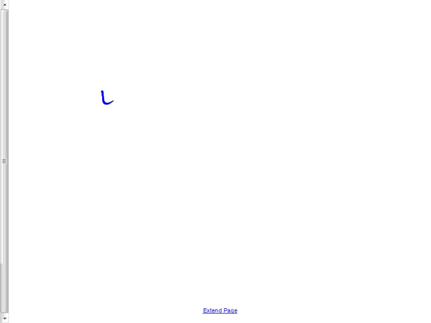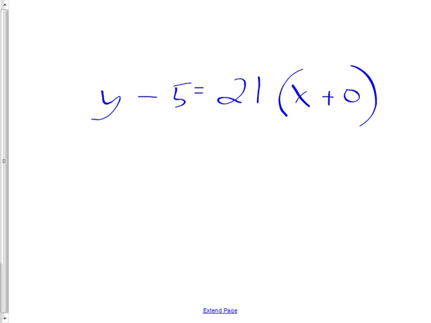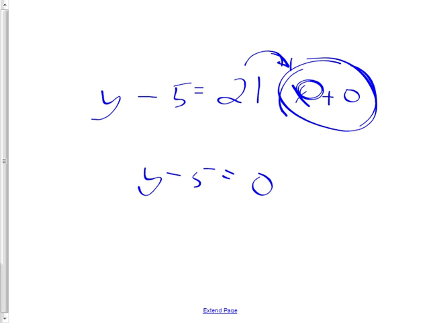So when they give you an equation like y minus 5 equals 21, x plus 0, that would be the easy kind you're used to. Wait a minute. Can you do that? Yes. What's the slope? 21. And what's the y-intercept? The y-intercept is where x equals 0. Put a 0 here. What's 21 times 0? So it's really y minus 5 equals 0. So what's the y-intercept? Y equals 5.